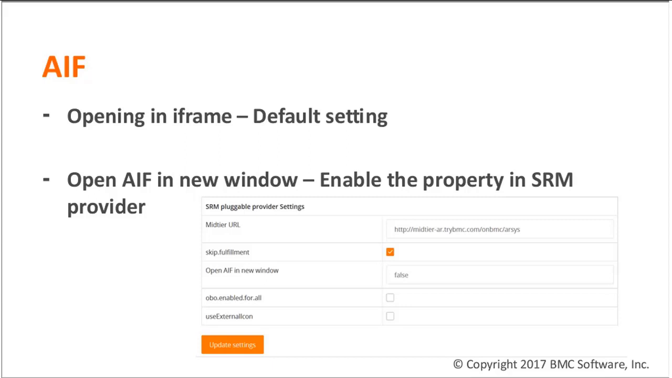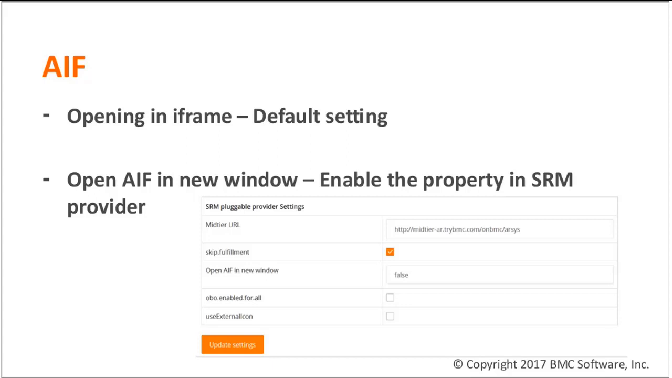But in the majority of cases, what we have seen is that the end users want an immediate response. As soon as the request is submitted, within a second, they want to see a response which says that the request has been submitted, and whatever is happening behind the scenes, the end user does not have to know. So in that case, you can set the skip fulfillment property to true.